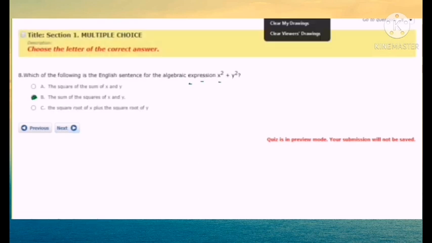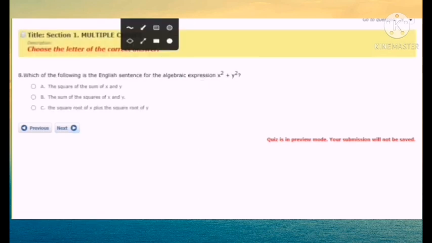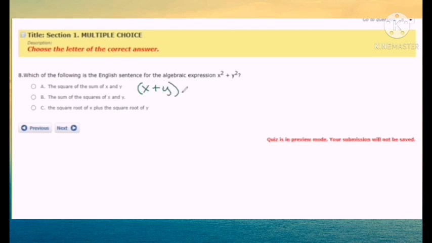Next, number 8. Which of the following is the English sentence for the algebraic expression? Okay, so we have letter A, the square of the sum of x and y. If we write it as an algebraic expression, first we're going to get the sum of x and y, and whatever is the result, that will be squared. And then for letter B, the sum of the squares of x and y. So this is the sum of the square of x as well as the square of y. So it's actually letter B. And letter C, it says the square root of x plus the square root of y. So this is not. So the correct answer is letter B.